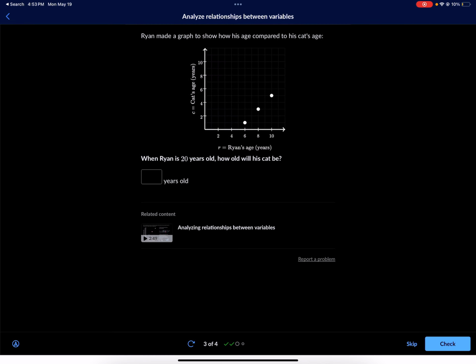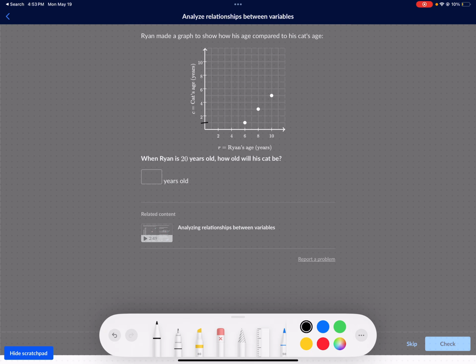Okay, next problem. Ryan made a graph to show his age compared to his cat's age. When Ryan is 20 years old, how old will his cat be? Well, let's see what we have here. So we are counting by ones in this graph. So we have 6 for Ryan, and then we have 1 for the cat.